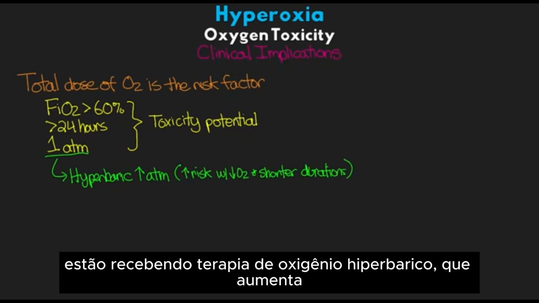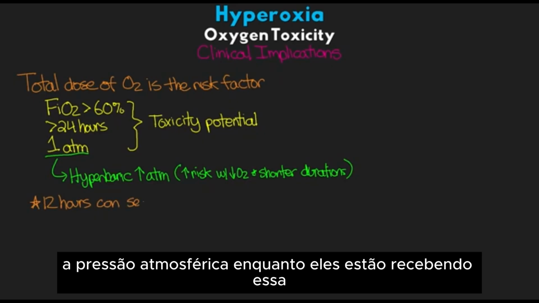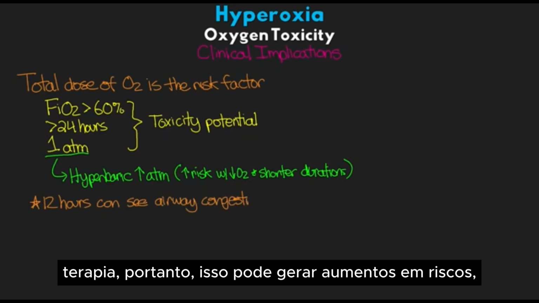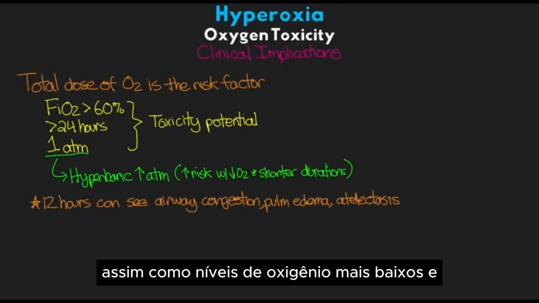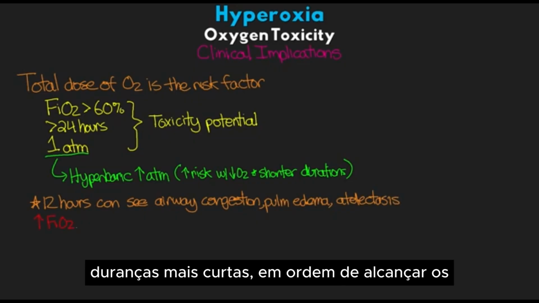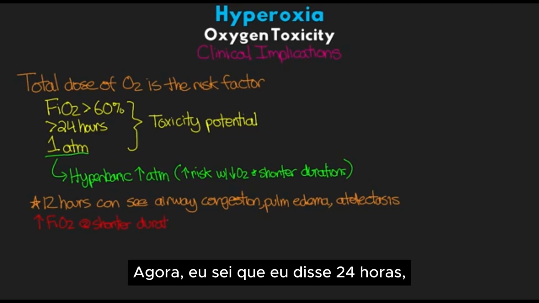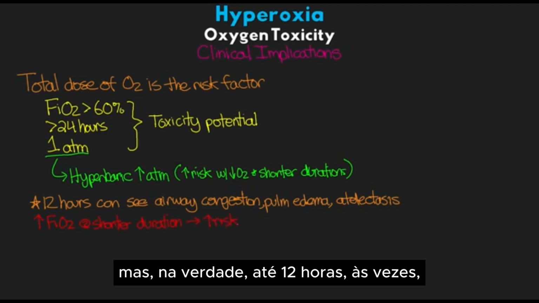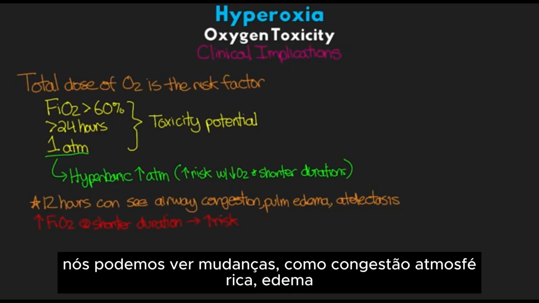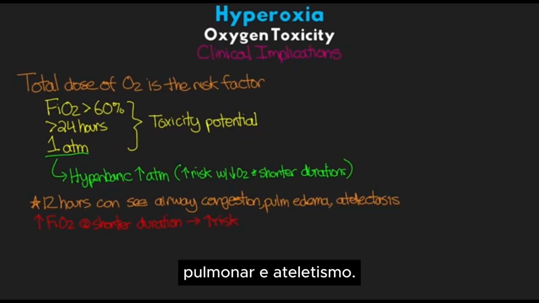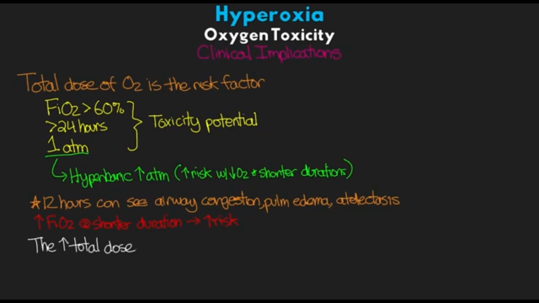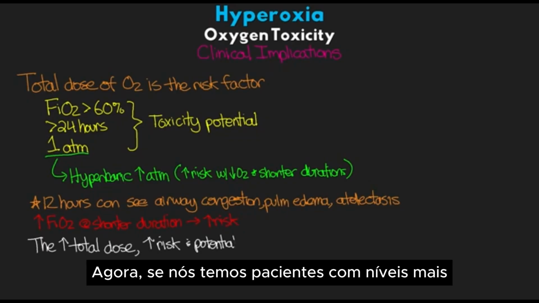Now, I know that I said 24 hours, but in fact, even 12 hours in, sometimes we can see changes such as airway congestion, pulmonary edema, and atelectasis. Now, if we do have patients at higher levels of FiO2, so think 80%, 100%, for shorter durations, this can actually lead to, again, exposure levels and doses that can still become toxic. So again, remember that the higher the total dose, the higher the risk and potential damage.